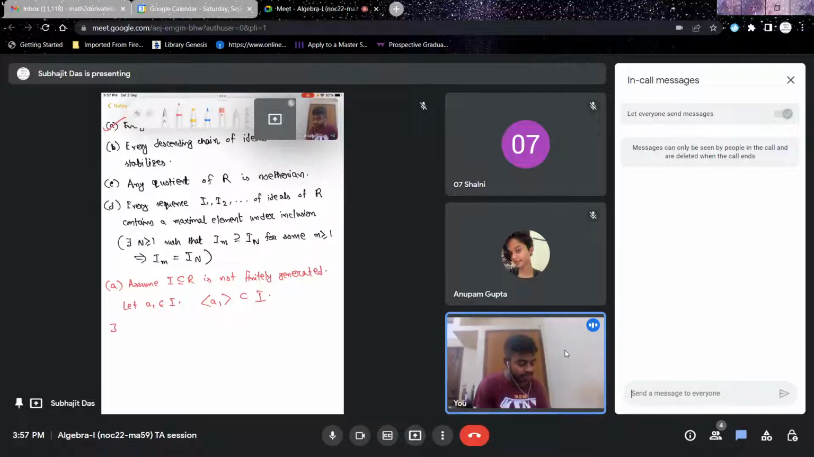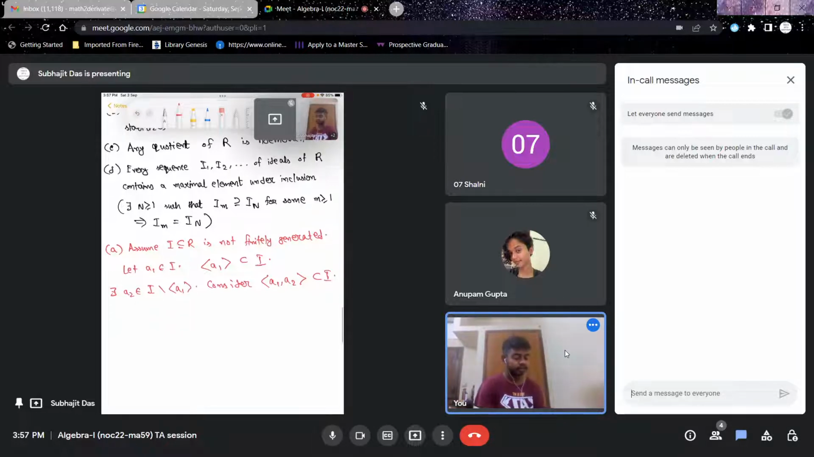So that means there exists an A2 in I minus the ideal generated by A1. Consider the ideal generated by A1 and A2. This is also properly contained in I. It contains the ideal generated by A1, in fact properly contains it, because A2 has been taken outside the ideal generated by A1. But at the same time it is properly contained in I, because otherwise I would become finitely generated. So there exists A3 in I minus the ideal generated by A1, A2. Again we consider the ideal generated by A1, A2, A3. This is also properly contained in I.